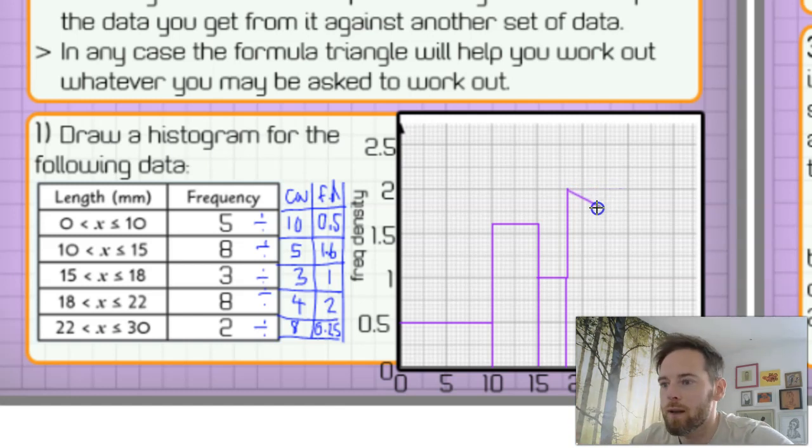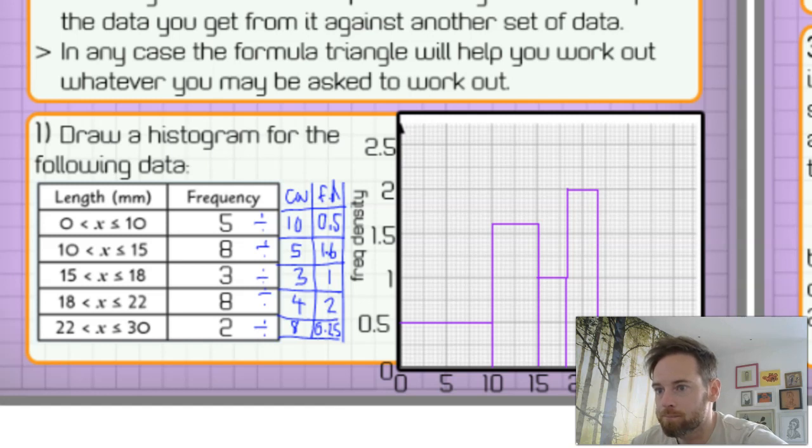And then we go across to 22, so 21, 22. I think that's where 22 is. And then we draw it down. There's our 22. And then 22 to 30 is at 0.25. So 0.25 is halfway down, halfway between 0 and 0.5, and then we get that bar drawn there.